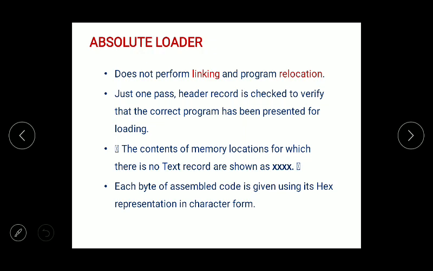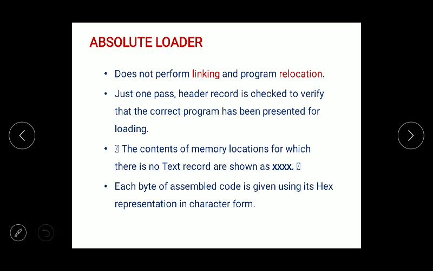The operation of an absolute loader is very simple. The object code is loaded to the specified locations in the memory. At the end, the loader jumps to the specified address to begin execution of the loaded program. So it does not perform linking and program relocation. Only allocation is sufficient. It uses just one pass. The header record is checked to verify that the correct program has been presented for loading.